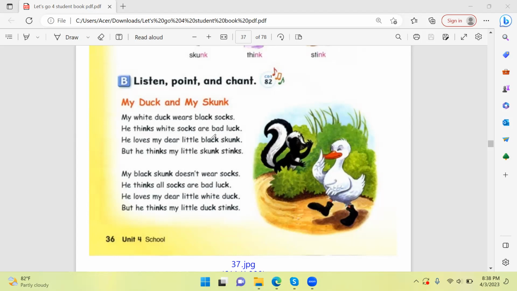So I have a few questions for you. Okay, so we have here the sentence, he loves my little black skunk. Who is wearing a white sock or a black sock? Is it the skunk or the duck?